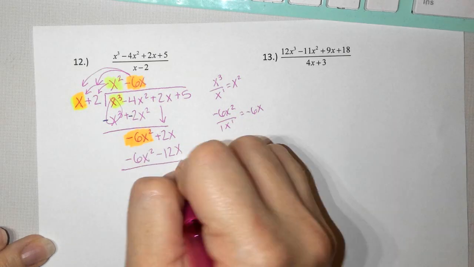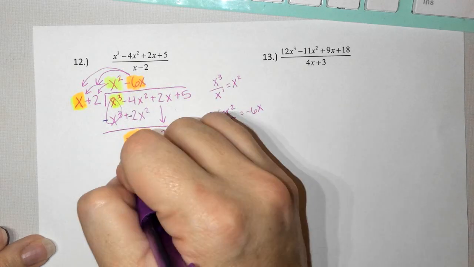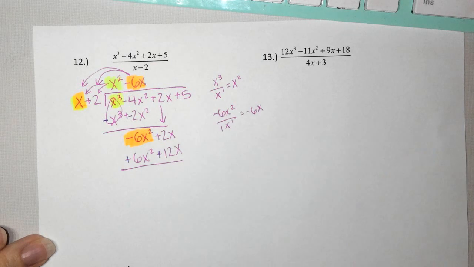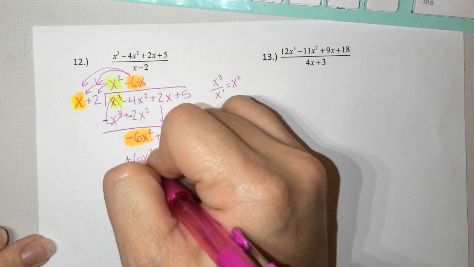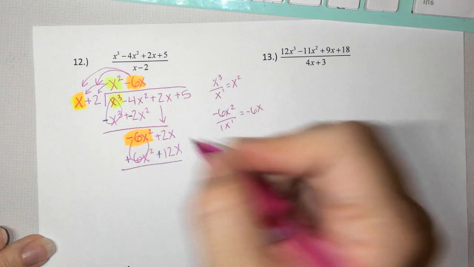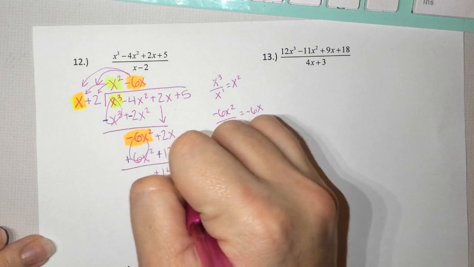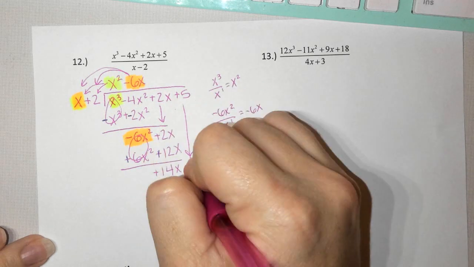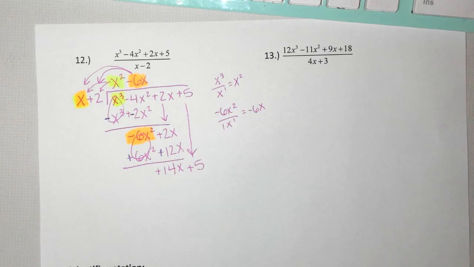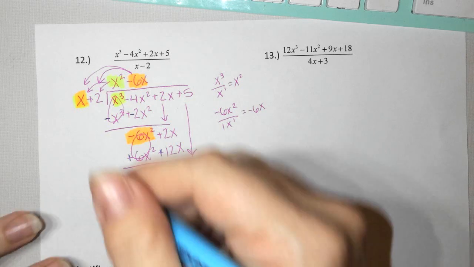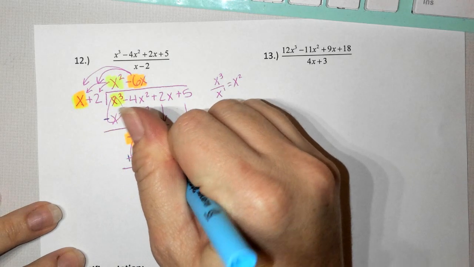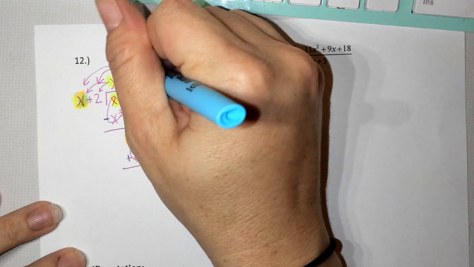So now we subtract, which makes them opposite. So yes, they were both negative, but now they're both positive. Negative 6x squared plus 6x squared is 0. 2x plus 12x is positive 14x. Bring down my plus 5. I just brought down my last term, meaning that that is the last one I have to focus on. This is my last go round. So 14x, x, and my last term.